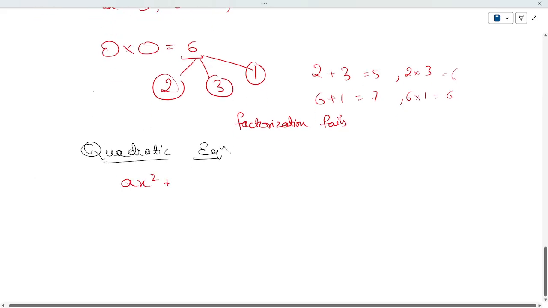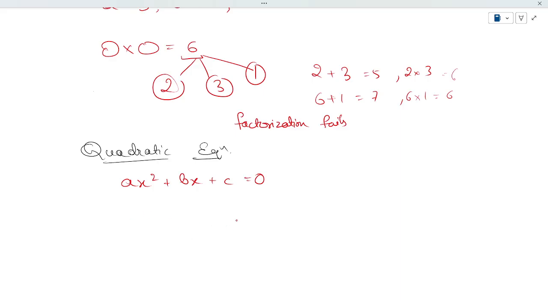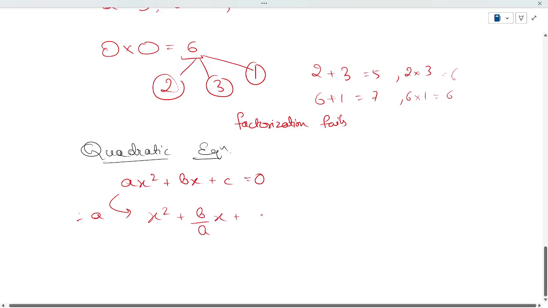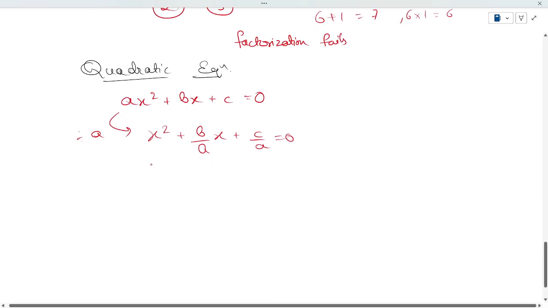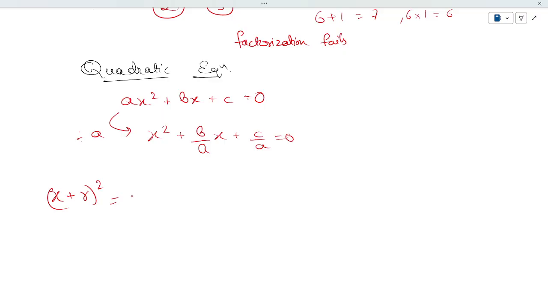This is your standard equation. If we solve this for x, let's say we divide by a, we get x square plus b by a x plus c by a equals 0. So now, do you know the meaning of x plus r whole square? How can you write this? You can write x plus r whole square as x plus r times x plus r.